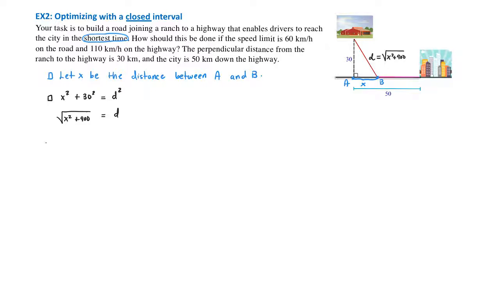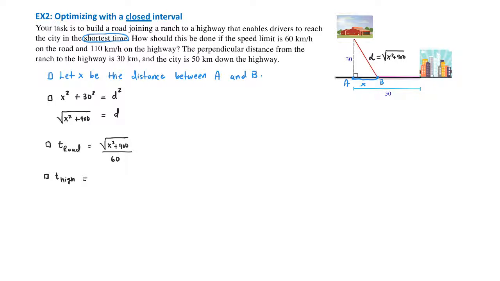So now then, the time along the road, let me call this t sub road, let me just write road, that is going to be equal, time is equal to distance divided by the speed. So then the distance traveled along the road, which is the square root of x squared plus 900, divided by the speed. And the speed on the road was 60 kilometers per hour. Then we're going to go ahead and build the time that it takes to travel along the highway. Let me just write high for highway.